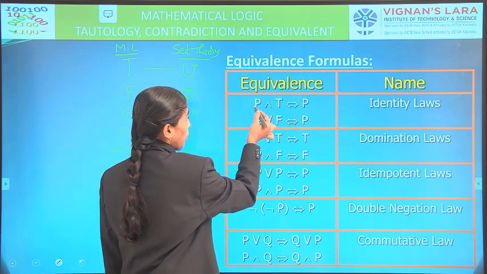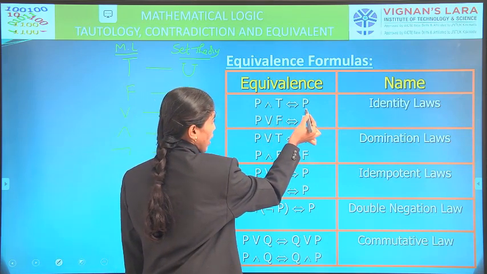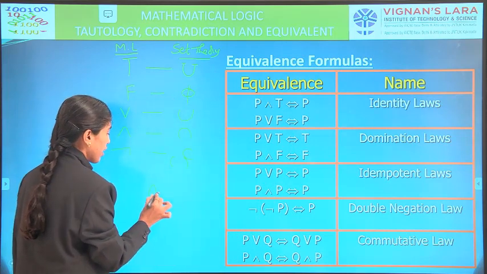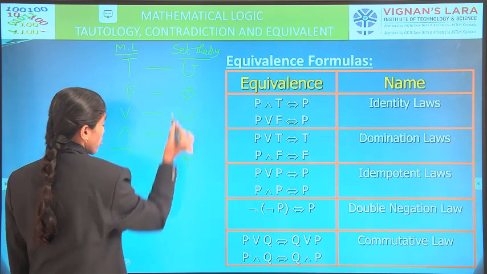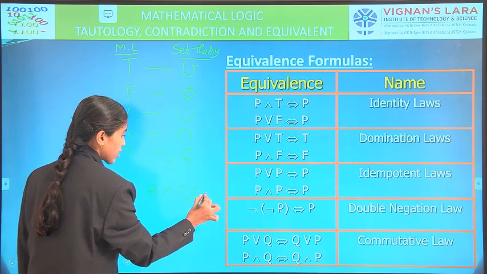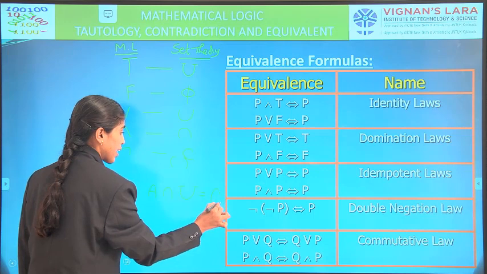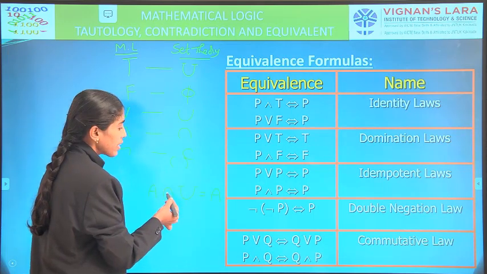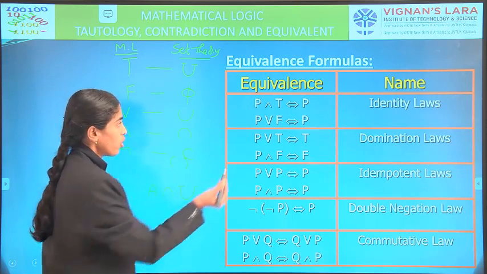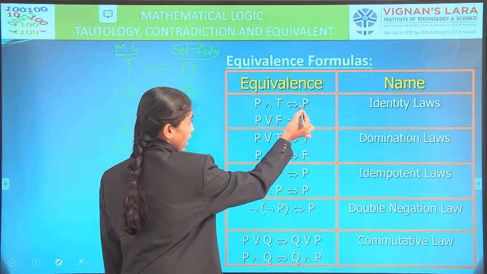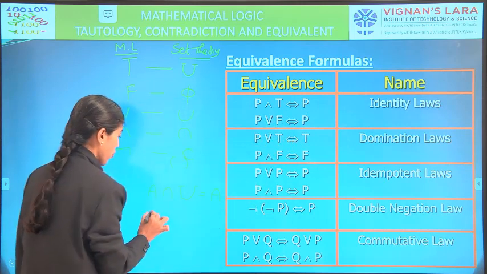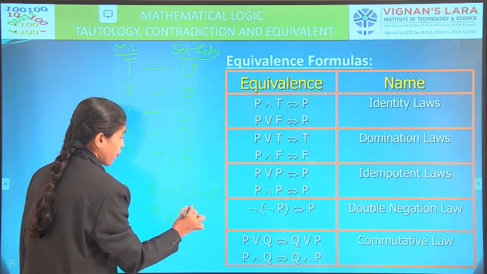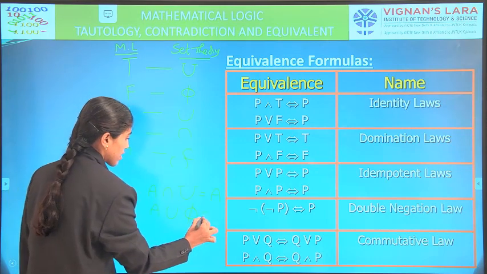What is the first law? P and T is equivalent to P. So in set theory, A intersection T, where T means universal set, A intersection universal set is A, right? We call this law the identity law in set theory also. Here P and T is equivalent to P. P or F means set A union F, where F means empty set, is equal to A.